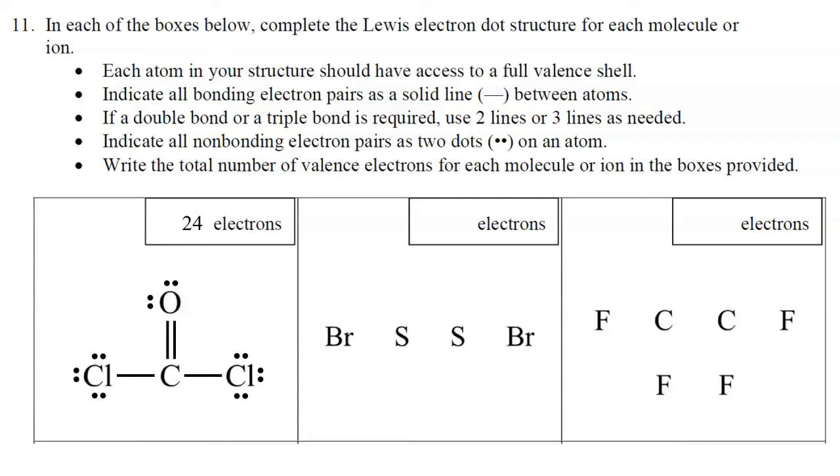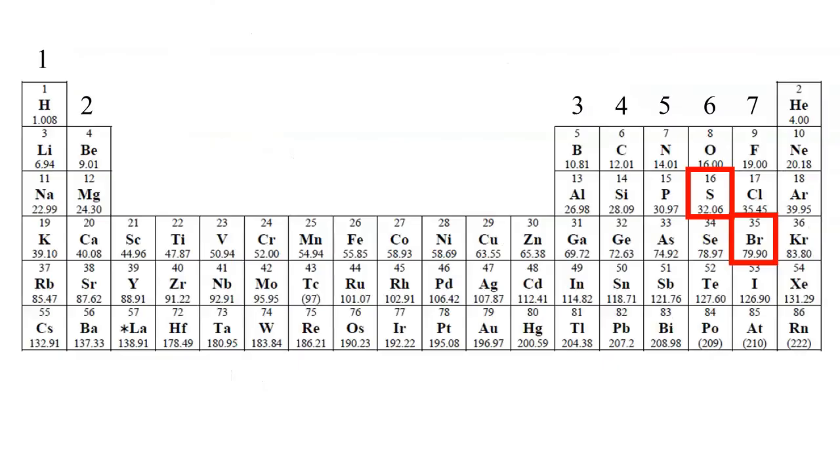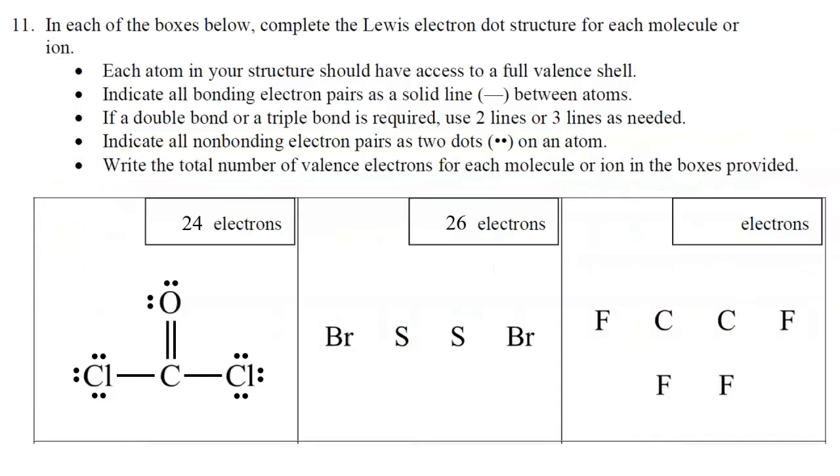All right, moving on to our next molecule, which contains 2 sulfurs and 2 bromine atoms. So each sulfur has 6 valence electrons, and each bromine has 7. So 6 plus 6 is 12, 7 plus 7 is 14, and 12 plus 14 is 26. Let's connect these atoms, and then let's satisfy the octets on the bromines.